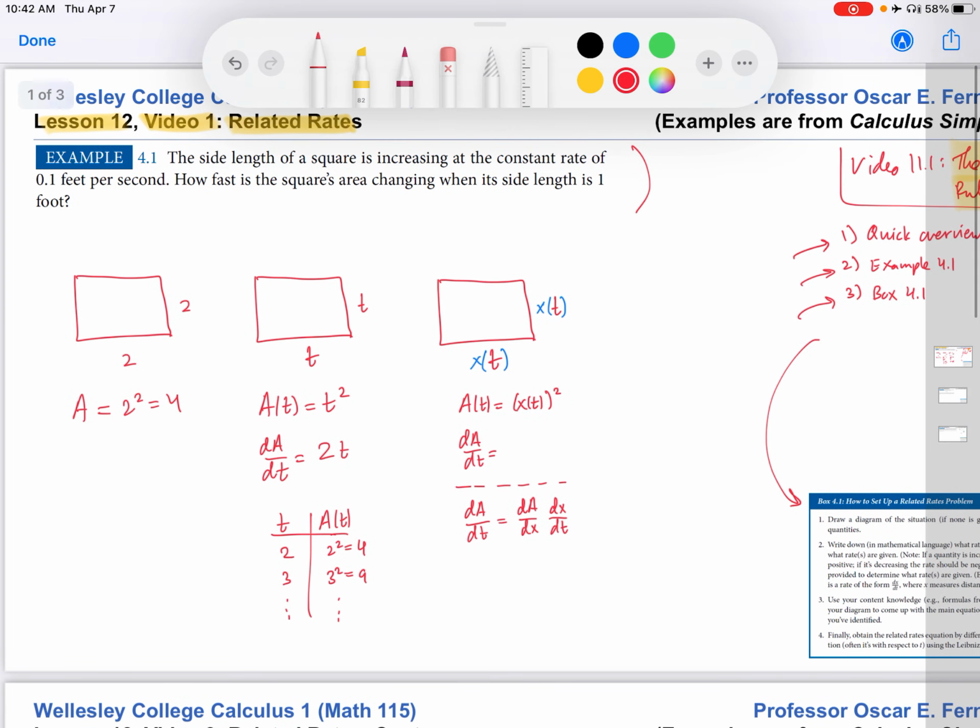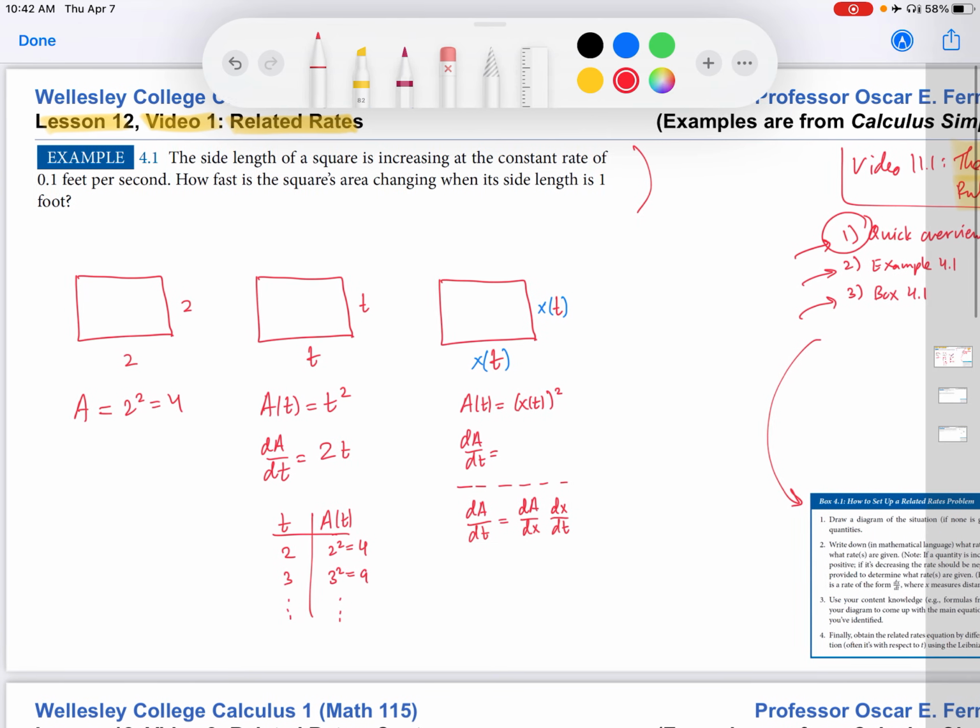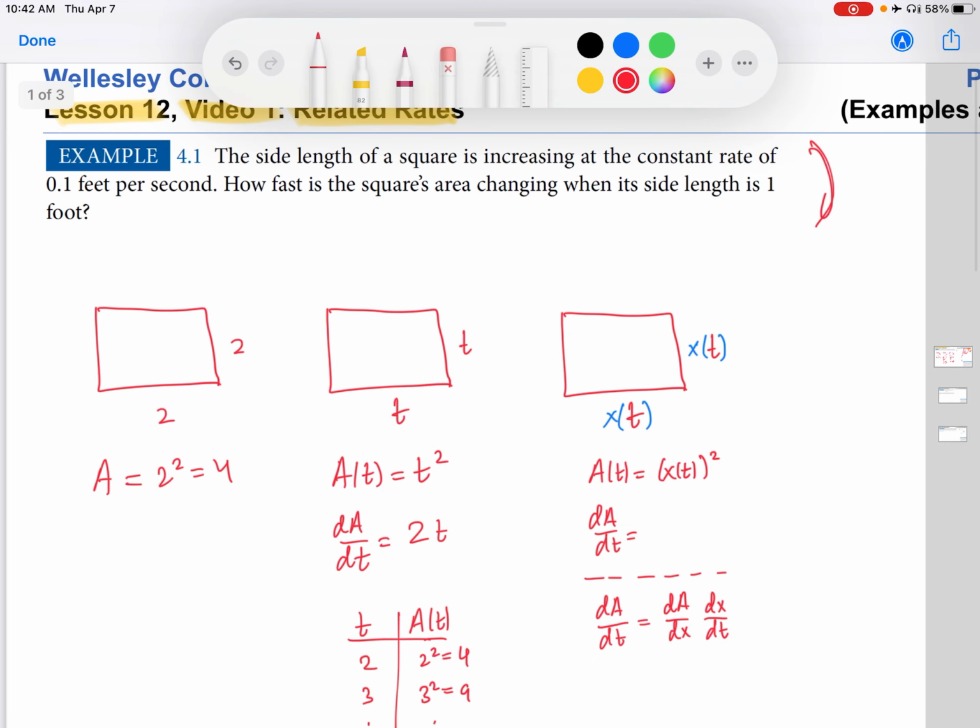Okay, so let's go ahead and do that first one, a quick overview of related rates. In this example, which we'll read through in detail in a few minutes, what's going on is that we have a square whose side length is increasing. And then the question is, how fast is the area changing? I'm just going to go through the first of the three diagrams I've written.